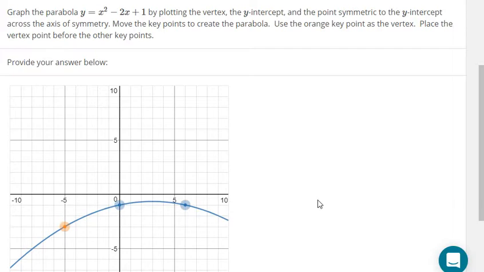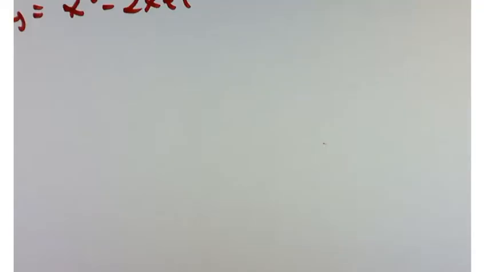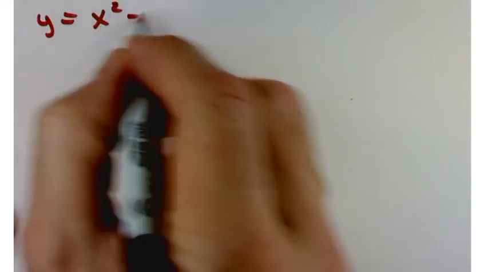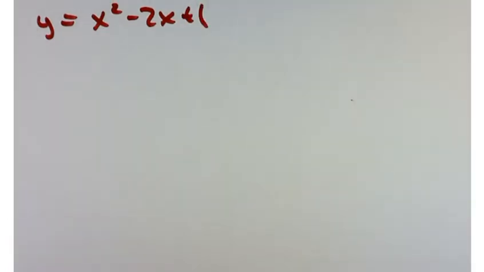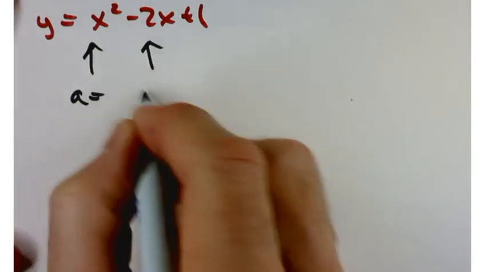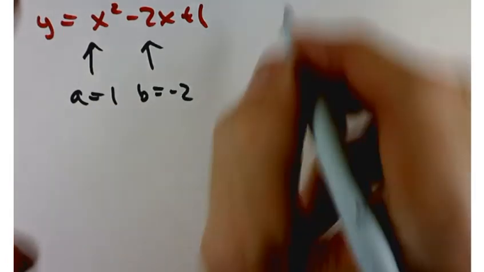All right, so here's our last one for this section. We've got y equals x squared minus 2x plus 1. We want to graph this by plotting the vertex and the y-intercept and a point symmetric to the y-intercept. So it's not asking for the x-intercepts, which is good because those would be a little bit more of a pain. Let's flip over to this. Y equals x squared minus 2x plus 1. Let's first of all figure out the vertex. So 1 and negative 2.